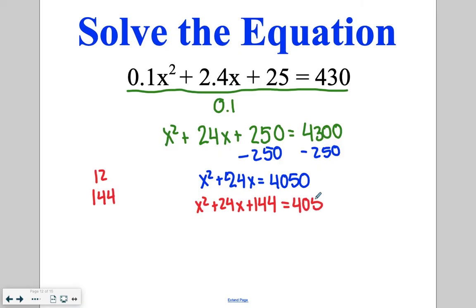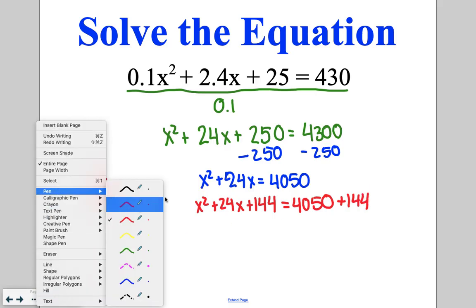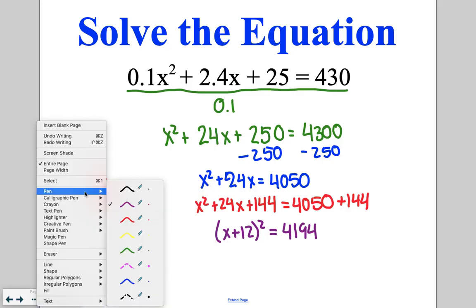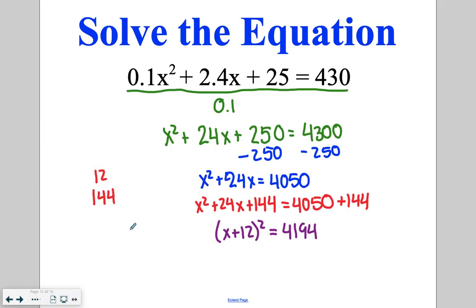Then I'm going to go ahead and break down and simplify my expression. And that's going to give me, when I write it in our parentheses form now, x plus 12, which was that half value, squared is equal to 4,194. Then we need to square root both sides of that equation.